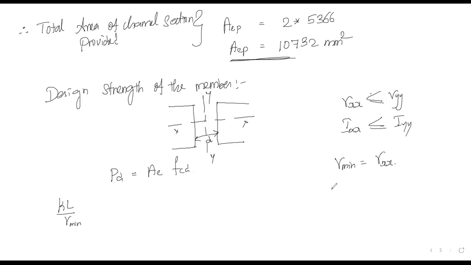RXX value we can take from the handbook. The RXX value is equal to 136.6 mm. Therefore, the KL by R minimum value is 10,000 divided by 136.6, which is equal to 73.20.